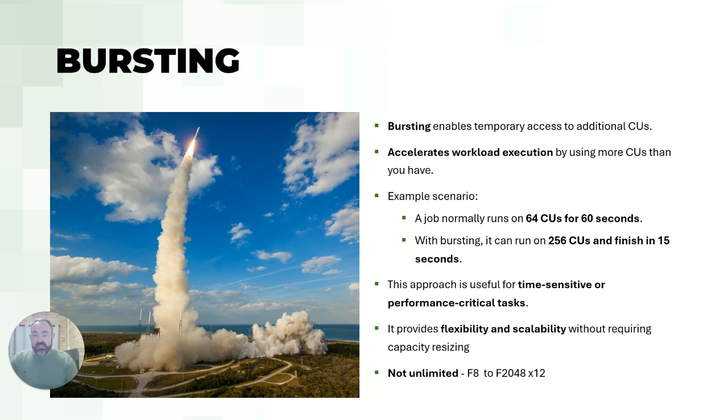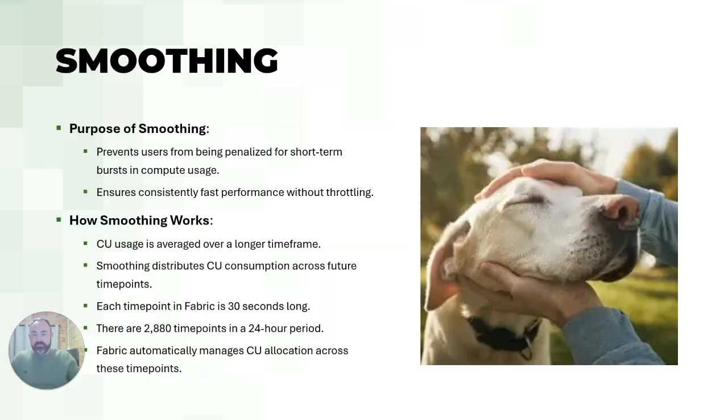The bursting's not unlimited, so for an F8 between F8 and F2048, it'll give you times 12 capacity units. In the earlier stages, I think an F2 is 36, an F4 is 28, I believe. But yeah, so it's not unlimited. And it'll just give you that quick burst that you need, but it is borrowed, so we'll have to pay that back over the day.